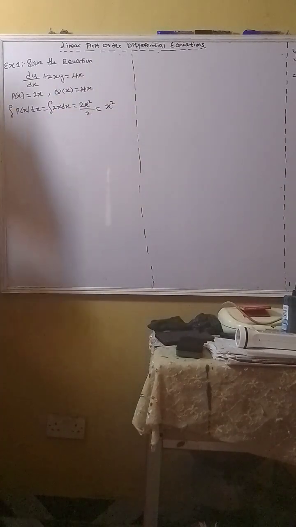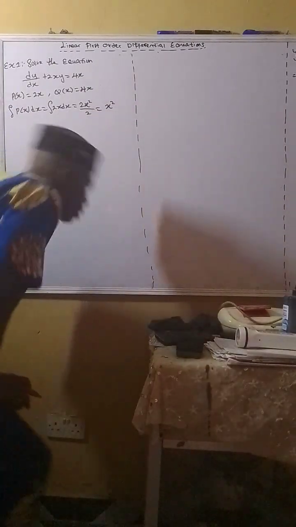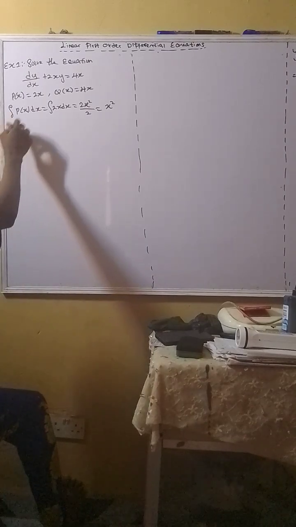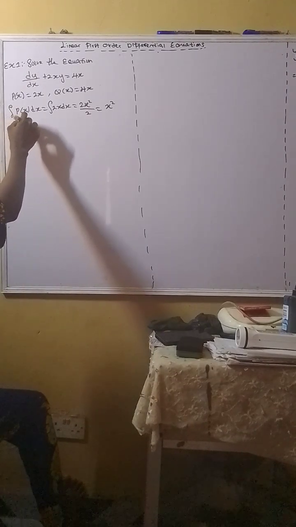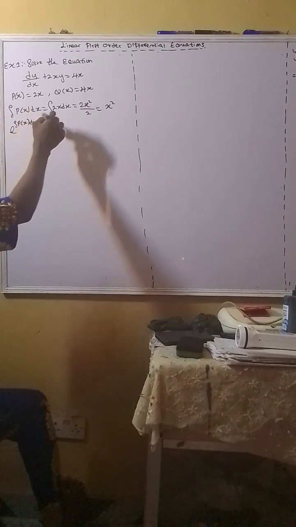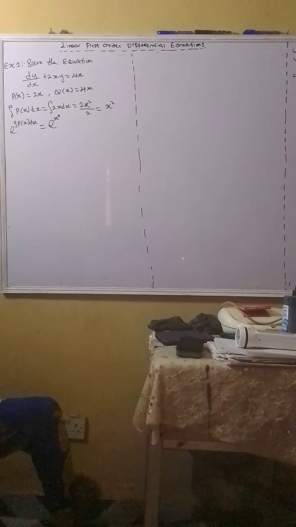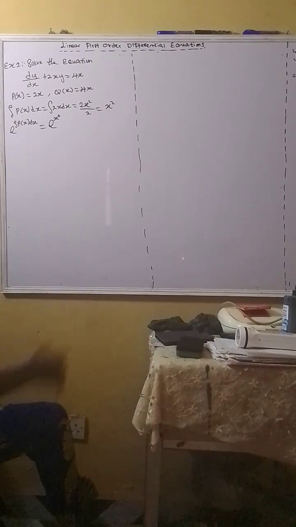So what else do we need to look for? After this, we put it in the integrating factor. Integrating p(x) dx will be equal to e raised to power x squared. Are you with me? Then our next step, which is going to be what?